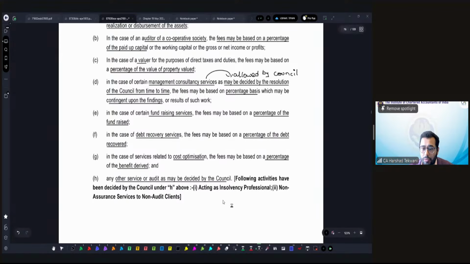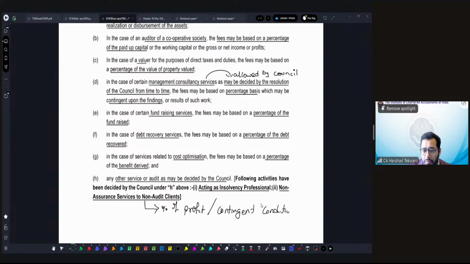In that there are two. One is acting as an insolvency professional, and the second is a non-assurance service to a non-audit client. In this scenario, when I say non-assurance service to a non-audit client, the percentage of profit or contingent conditions of this rule or this clause do not apply. That means it is allowed for you to charge.